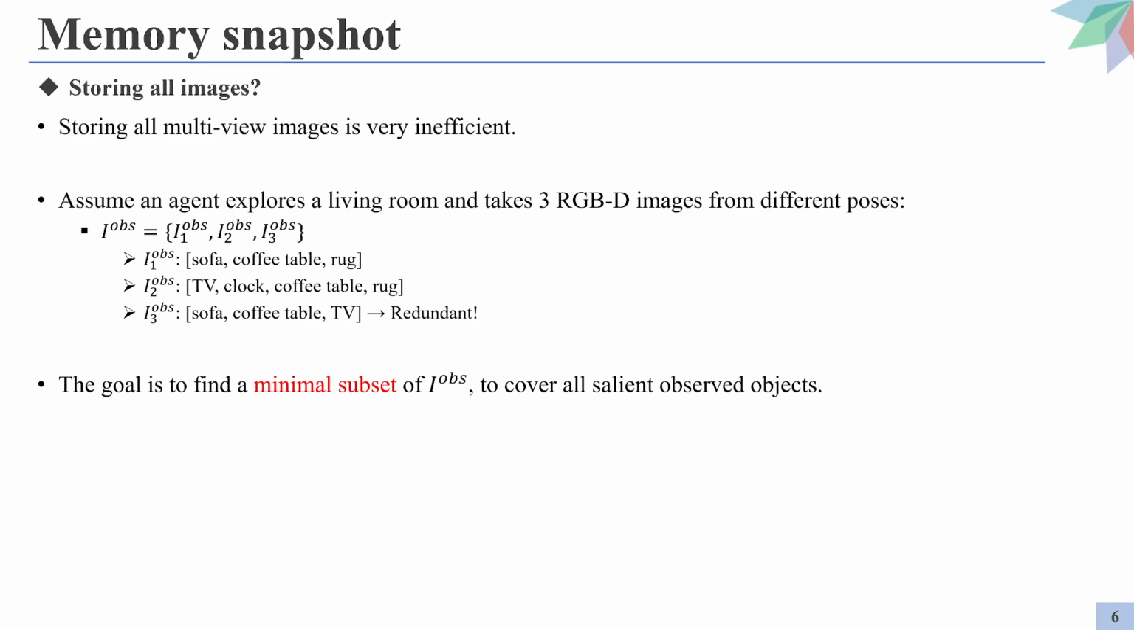However, it would be computationally inefficient to store all multi-view images, especially when many contain redundant information. To address this, the memory snapshot system aims to reduce the number of stored images by identifying a minimal subset that still covers all relevant objects. For example, suppose an agent visits our living room and captures 3 images. The first includes a sofa, coffee table, and rug. The second includes a TV, clock, coffee table, and rug. And the third includes sofa, coffee table, and TV. In this case, the third image is redundant as its object content is already represented in the first and second. The memory snapshot mechanism is designed to perform this kind of selection, retaining only the essential images needed to cover all observed objects.